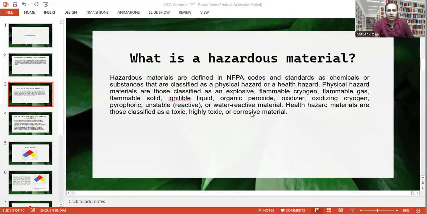So first of all, what is a hazardous material? Hazardous materials are defined in NFPA codes and standards as a chemical or substance that is classified as a physical hazard or a health hazard. Physical hazard materials are those classified as explosive, flammable gas, flammable solid, ignitable liquid, or any kind of oxidizing agent. And health hazard materials are those classified as toxic or corrosive material.